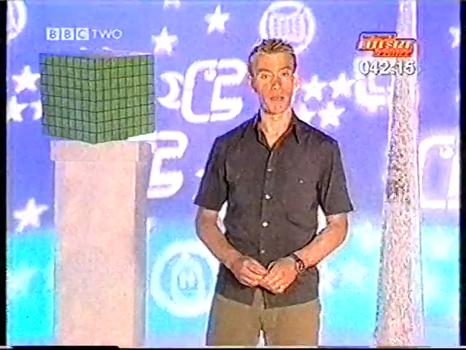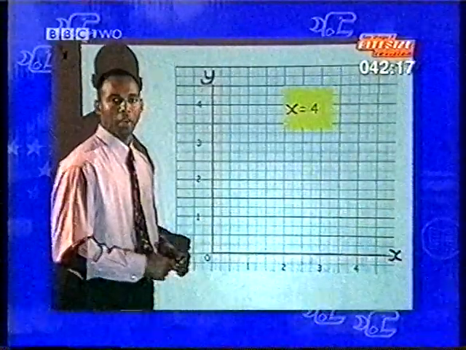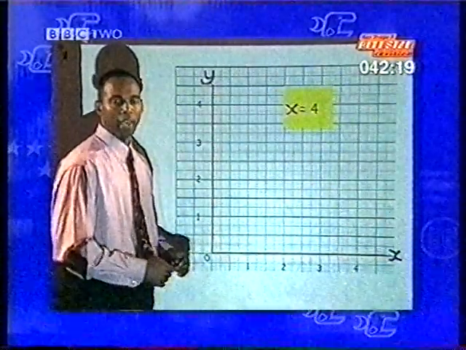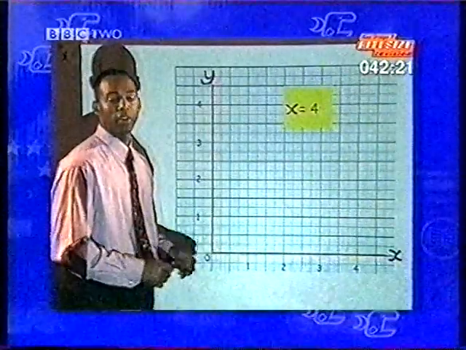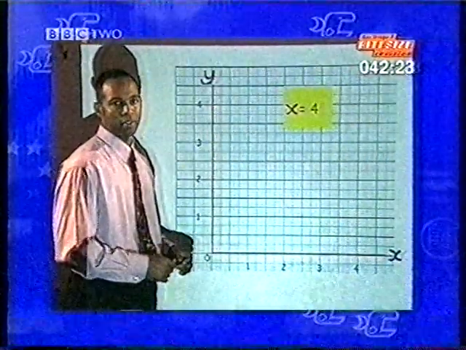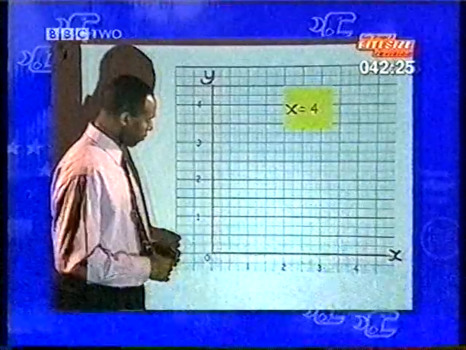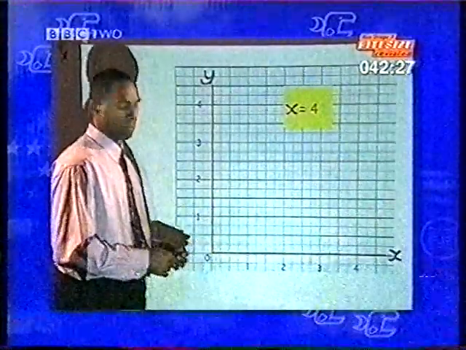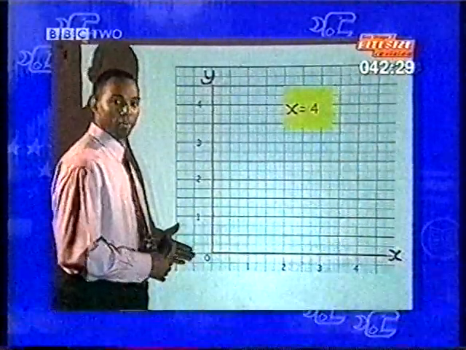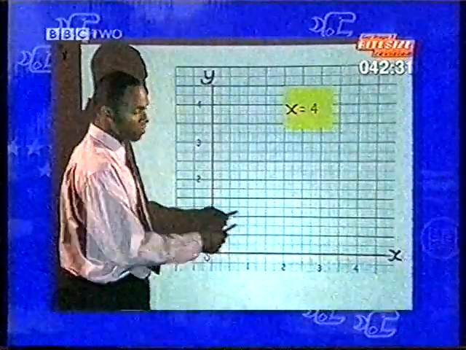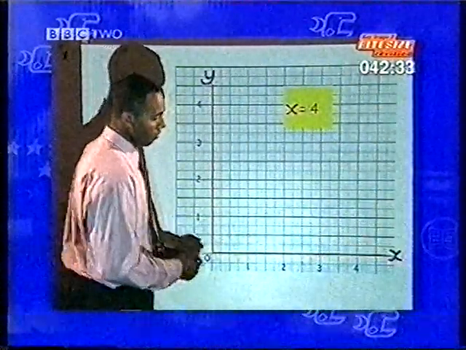Let's look at another equation. Let's consider the equation x equals 4. If we want to represent this as a graph, we need coordinate pairs. So, let's start with y equals 0. y equals 0 and x equals 4. Let's draw that in.